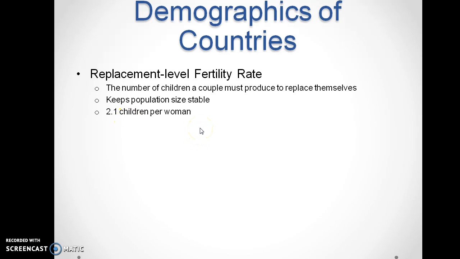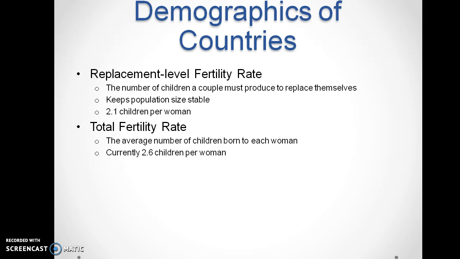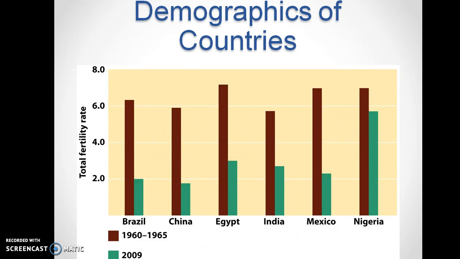And you say, okay, well, why 0.1 of a child? That accounts for any type of infant mortality. So you can't always assume that every child that is born is going to actually survive. So that 0.1 actually accounts for those individuals. The total fertility rate right now worldwide is about 2.6 children per woman. And I know that doesn't seem like it's very different, but that 0.5 difference actually makes a really big difference in a growing global population.